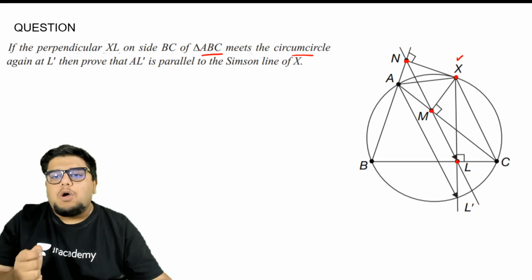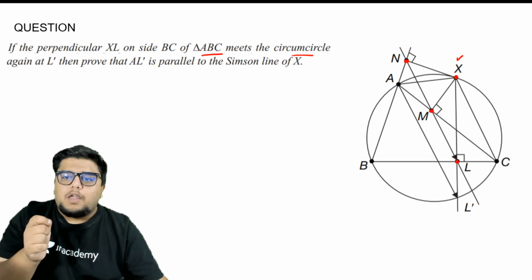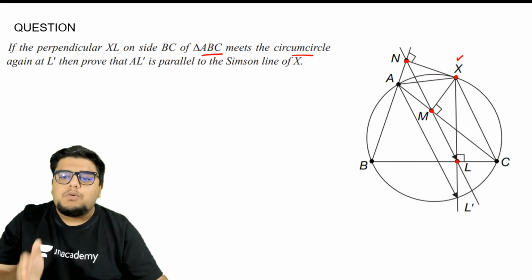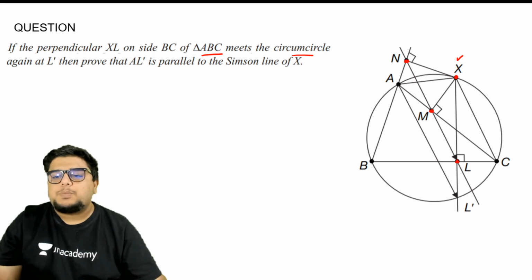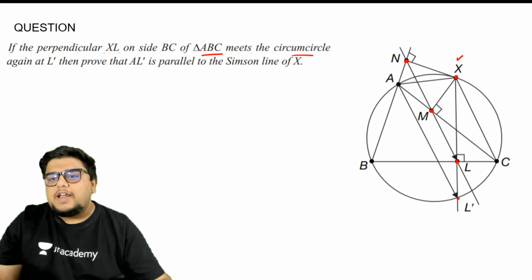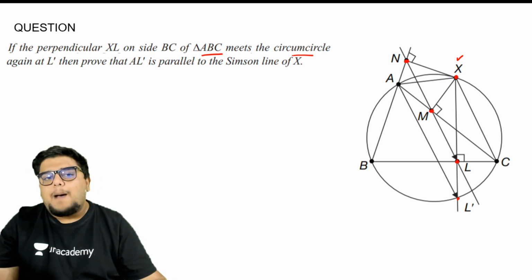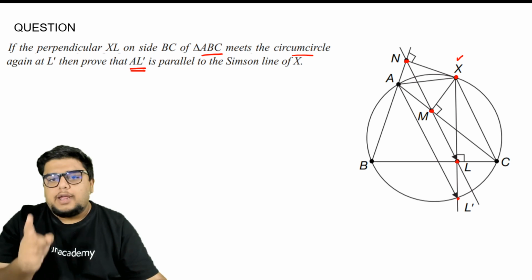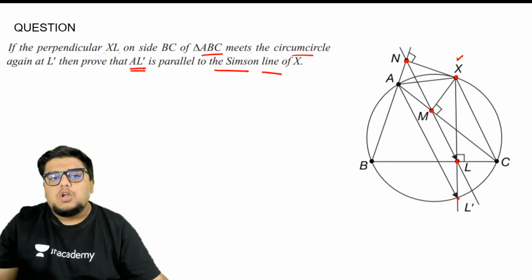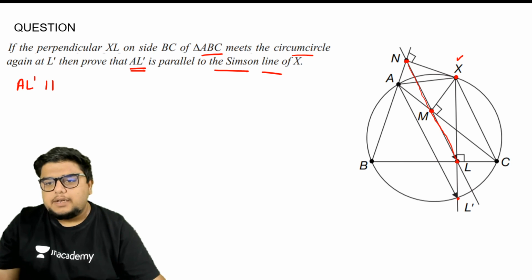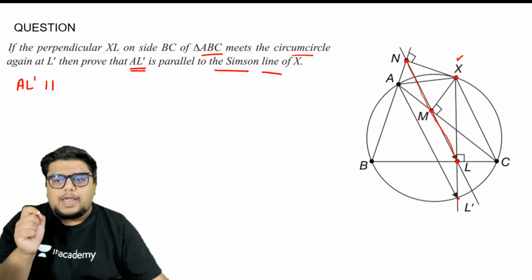pass. Now what I'm going to do is when I extend the line XL, जो एक perpendicular है XL, इसको अगर मैं extend करता हूँ, it intersects the circumcircle at this point L dash. And when I join A L dash, I get a line like this. Question is, आपको prove करना है A L dash is parallel to the Simpson line. So basically you have to prove that A L dash is parallel to this line. Yeah, this line. So we'll call it line NL.